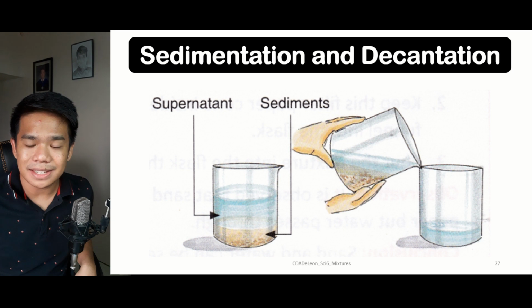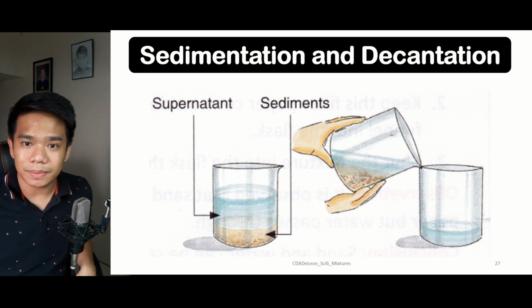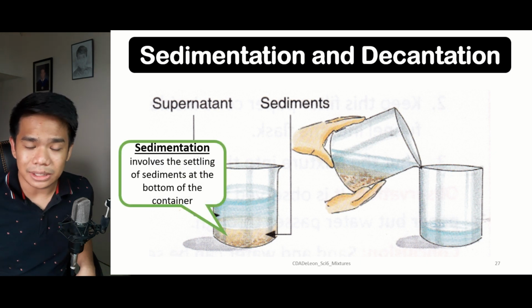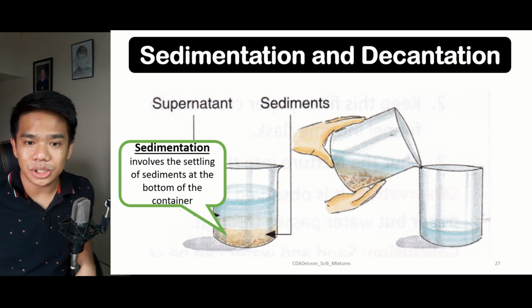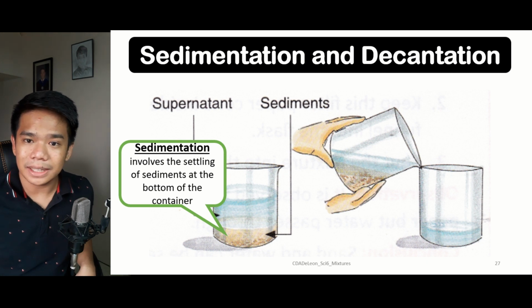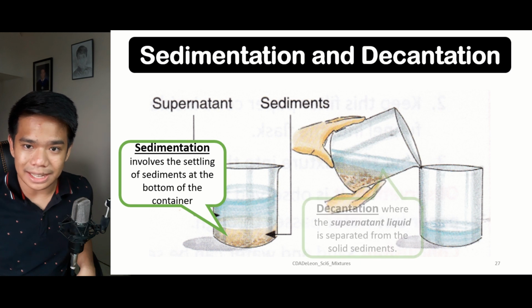What happens in the sedimentation and the decantation process is that you have a mixture of a solid and a liquid in which the solid is insoluble to the liquid. The first thing you need to do is sedimentate it. In sedimentation, you let the solid substance or the sediments settle at the bottom of the container.